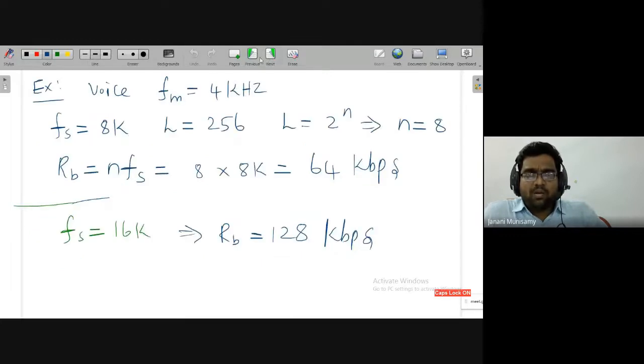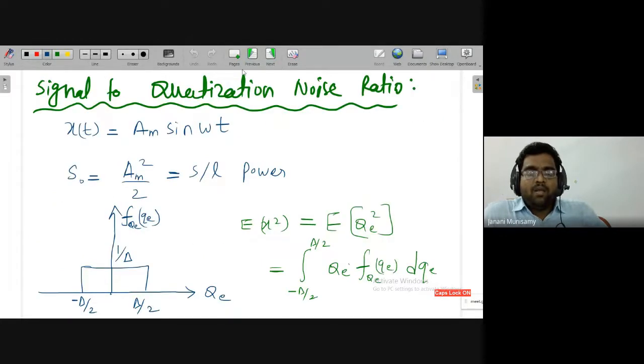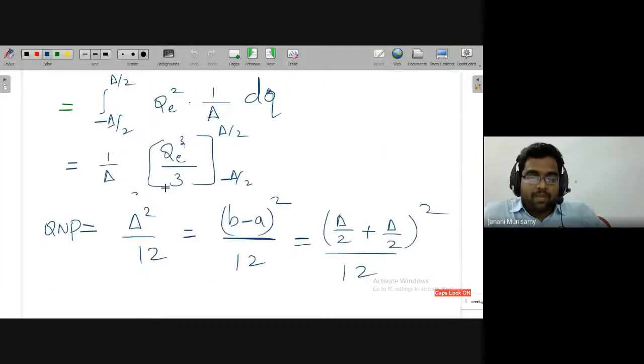I gave a real time example for that. Then we have to find the signal to quantization noise ratio. I have taken usual signal, ordinary signal, sine signal. For that, this is the power. Then noise means here quantization noise. I know the nature of the quantization noise, that is uniform, and also it goes from minus del by 2 to plus del by 2. Then using the formula from the random process, I can calculate the power of the quantization error, quantization noise power.